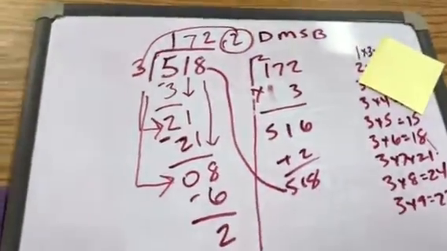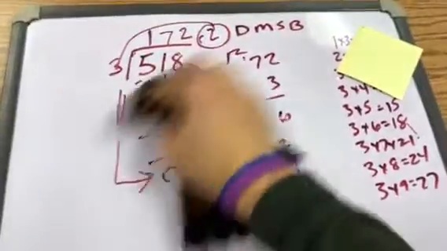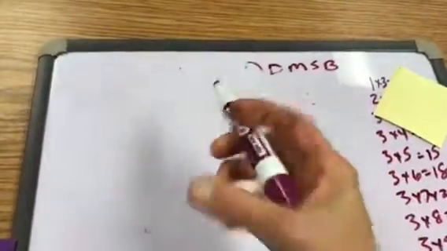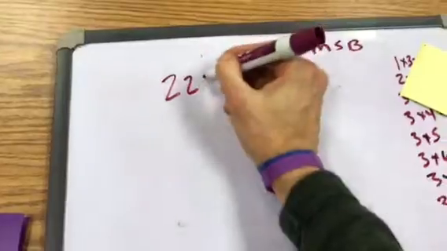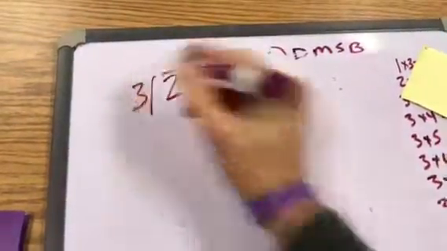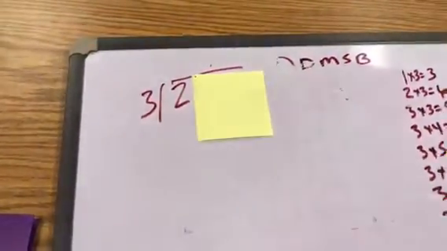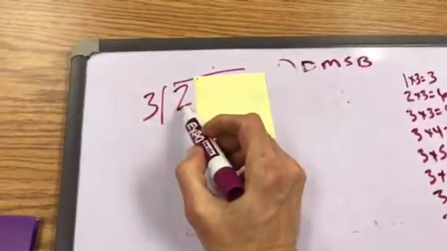The only thing that could possibly be different, and I'll try to stay with 3, is sometimes we might have, let's see, 220. We'll say 220 divided by 3. And I'm going to get my sticky note out again. And this time when I look at 3 and I say how many groups of 3 can I take out of 2, the answer is 0.